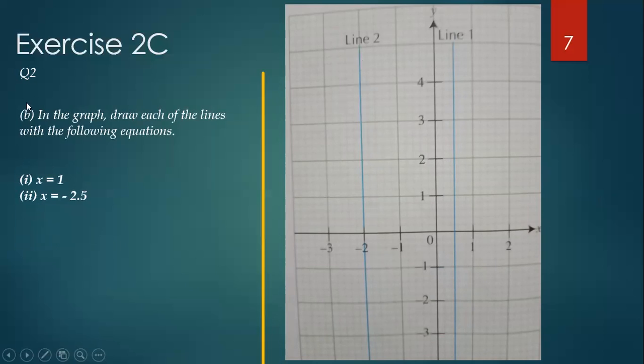Now, if we are given the equation, can we draw two vertical lines? If x = 1, we have to find where 1 is. 1 is here. That's the intersection point. And so we'll draw a vertical line where it will meet at the intersection point 1. That's the intercept.